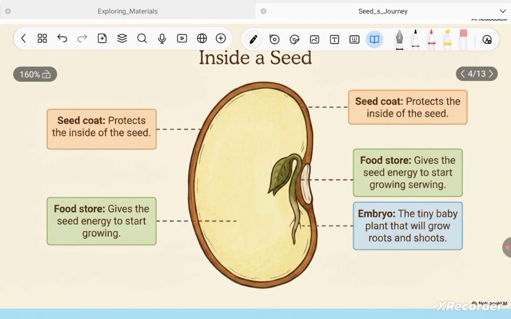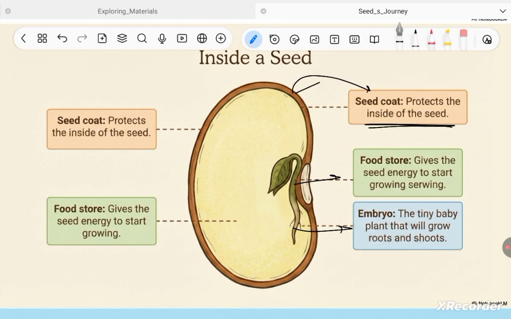So, what are the three major parts of a seed? The three major parts of a seed are the seed coat here, then you have the food store here, and you have the embryo. Those are the three major parts. And so, what is the seed coat? The seed coat protects the inside of the seed. For example, when you buy beans, that brown part of the beans is called the seed coat. Even if you buy an apple and you break the seed of an apple, that black outside part is called a seed coat.